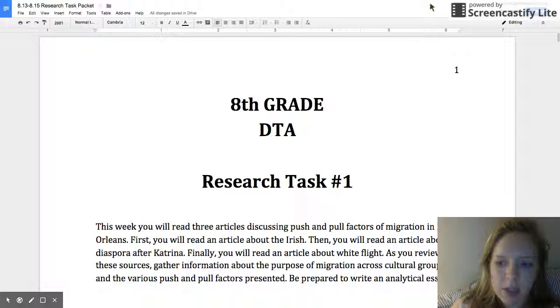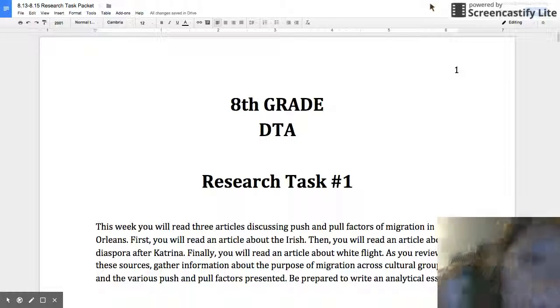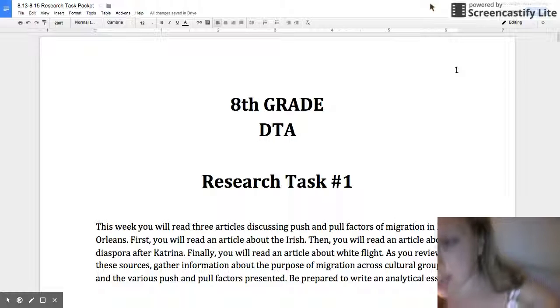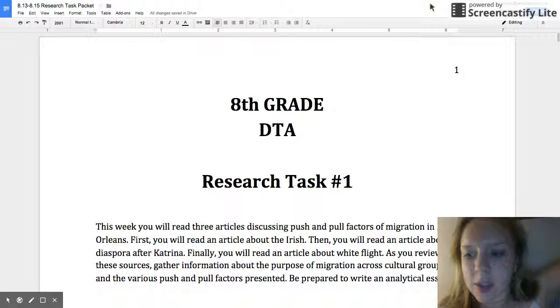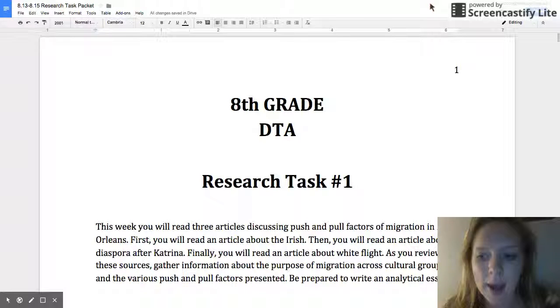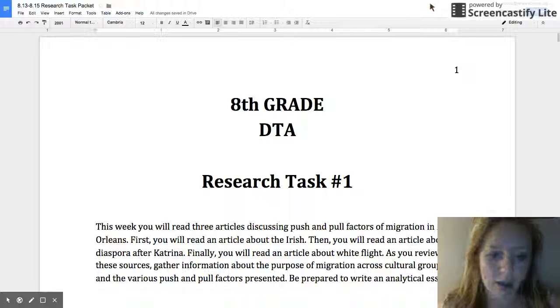Today we are going to be starting something pretty exciting. It's our first research task of the year. And for a research task, you're going to read 3 articles and then analyze them and answer a prompt. We're going to be doing drafting today and tomorrow. And then on Friday, you will be writing your conclusion, jumping onto your Google Drive, and typing up the entire thing. So by the end of this week, you will have your first social studies research task done.